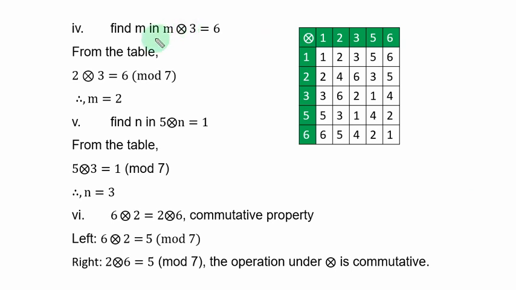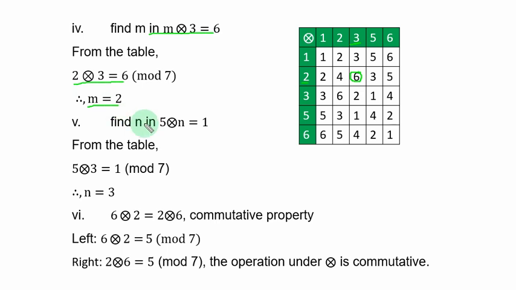Question 4. Find m in m times 3 equal to 6. From the table, you take m as the row element and 3 as the column element. So let's start with 3. So you trace 3 to where you have remainder of 6, and if you trace 6 to the row, you have 2. So from the table, it is 2 times 3, that is 6 modulo 7. Therefore, m is equal to 2.